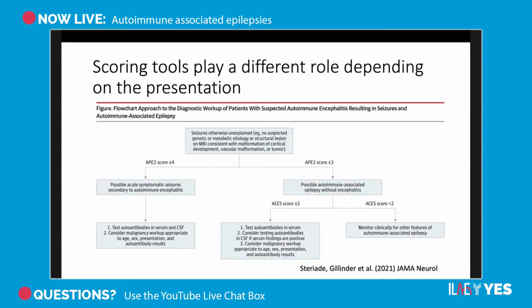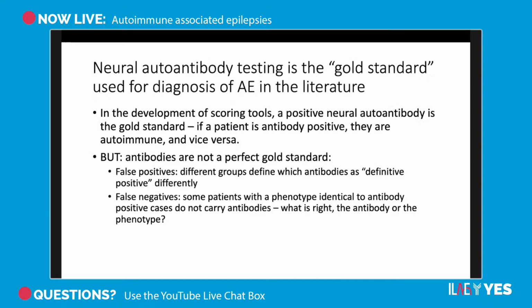But because of that, we didn't recommend doing CSF in everybody with a suspected autoimmune-associated epilepsy. And lastly, considering a malignancy workup depending on the situation. But I just want to pause and say that the premise behind all of these prior studies that have developed these scoring tools is that positive antibody means autoimmune-associated epilepsy.